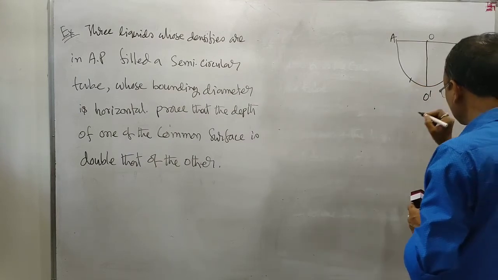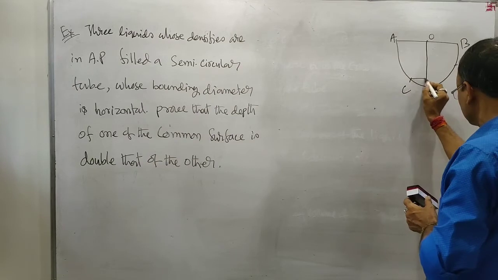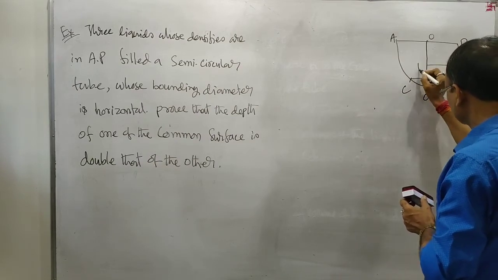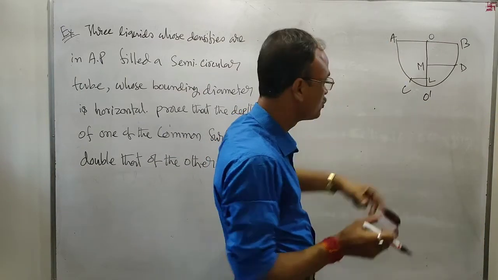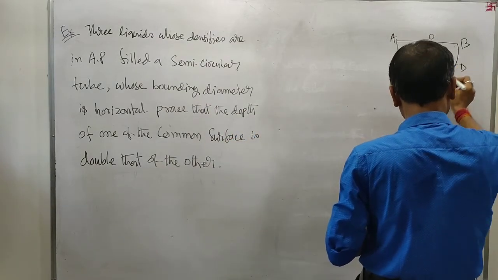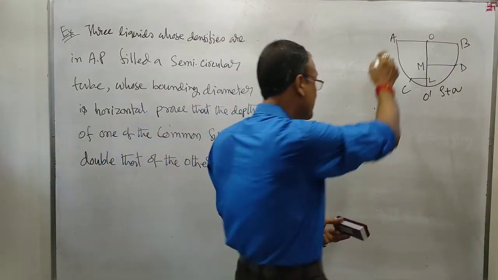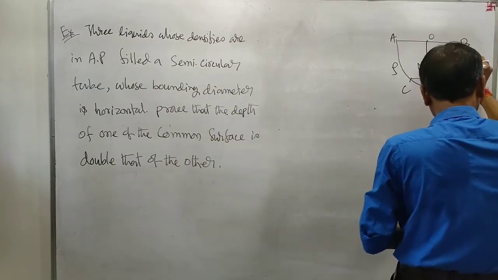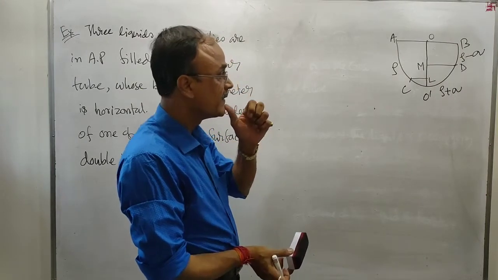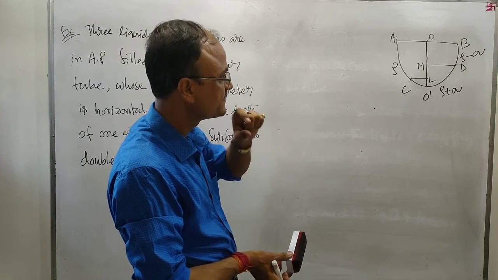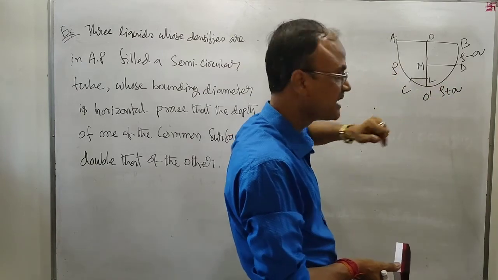Suppose O dash is the lowest point, and C and D are points, with CL and DM. The portion O dash D is occupied by the liquid of density rho plus sigma, and the next by rho, and obviously the remaining by rho minus sigma. What are the common surfaces? C and D are the common surfaces.